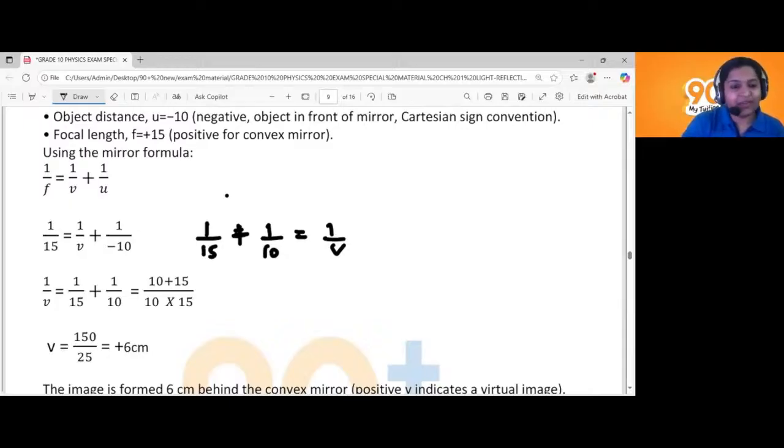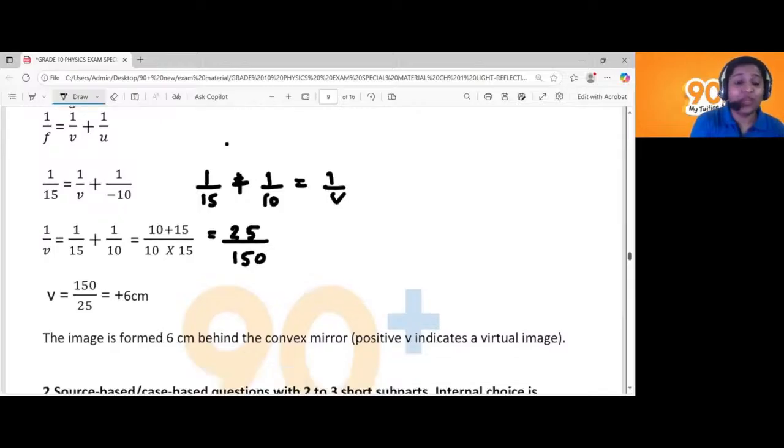So cross multiply: 10 plus 15 over 10 into 15. Okay. That is 25 over 150. This 25 over 150 is the value for 1 by V. Where is V? Take the reciprocal, 150 by 25, that is 6 centimeter.